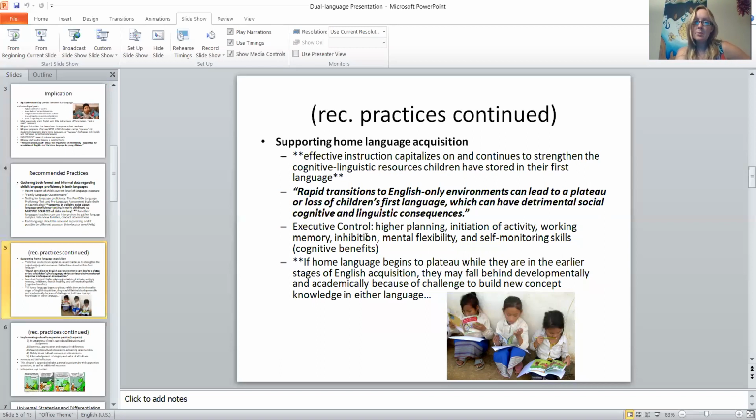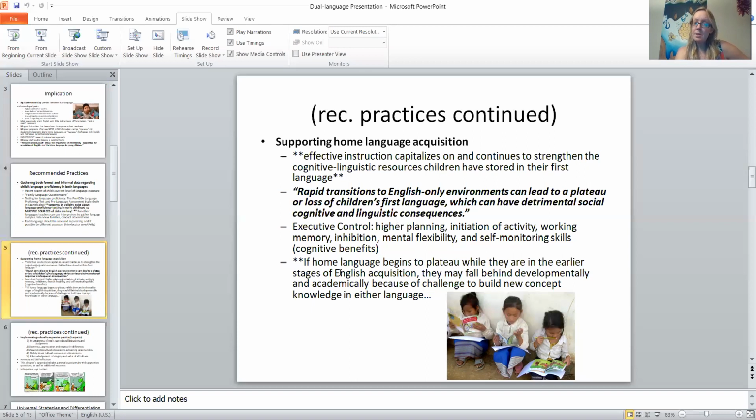This can also lead to more executive control, where when they're able to do this and have both languages that they're learning in, it can lead to higher planning, initiation of activity, working memory, inhibition, mental flexibility, and self-monitoring skills. These are all the different cognitive benefits of both languages being acquired and developed.